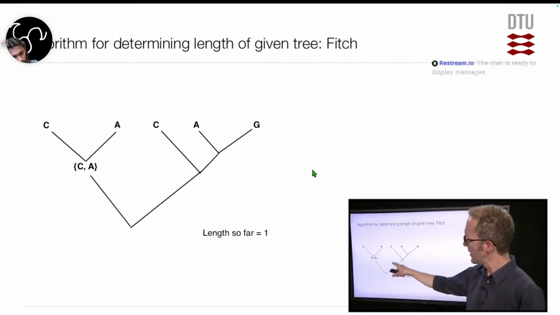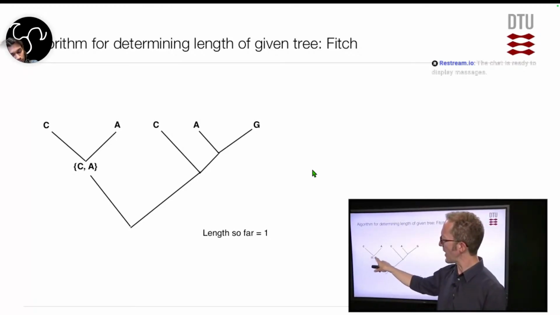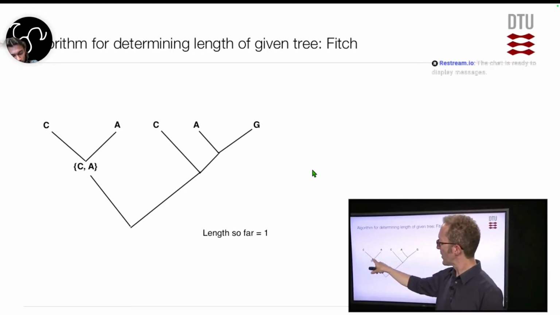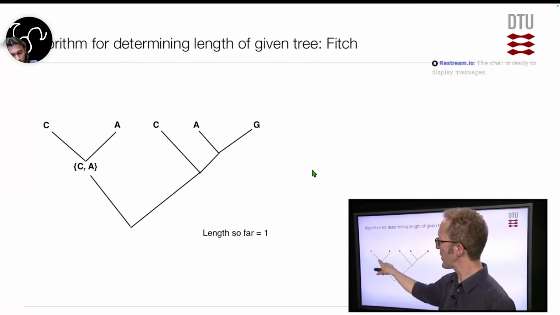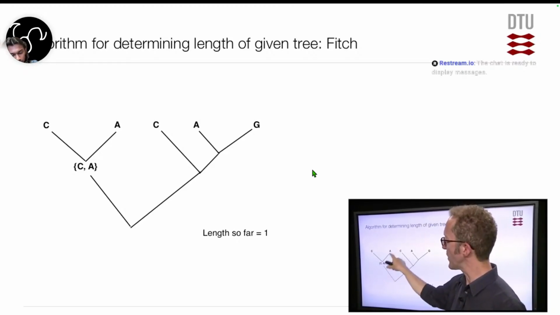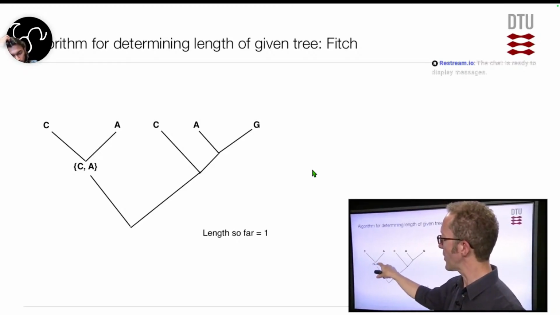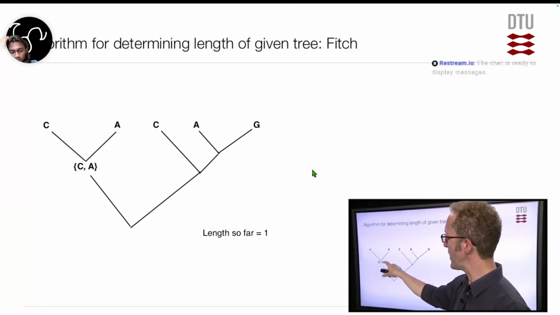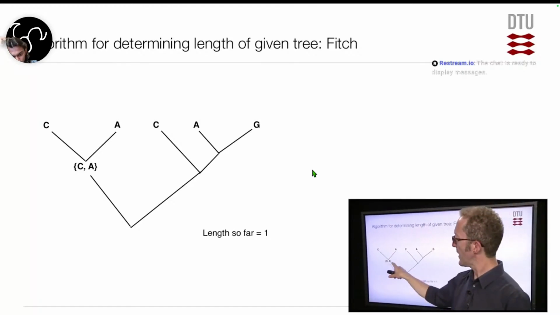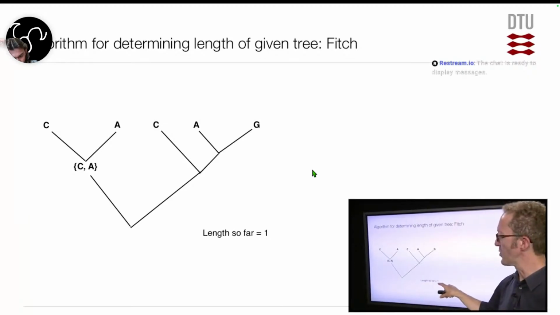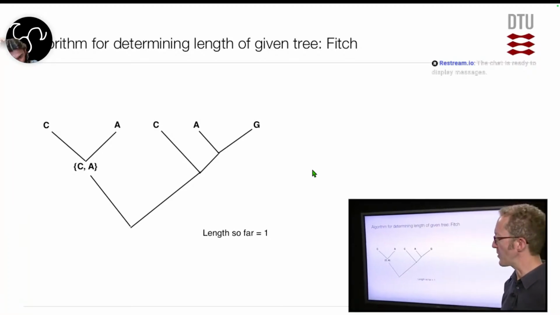Why is the length 1? Well, what we're doing here is actually we're starting to think about what the ancestral nucleotides could be, in a manner of speaking. So this ancestor, we now say, was probably either a C or an A. If it was a C, then there were 0 mutations on that branch, but there must have been a mutation on the branch leading to A. If the ancestor was an A, then there were 0 mutations on the A branch, but there has been a mutation on the C branch. So no matter what state this ancestor had, there must have been 1 mutation, corresponding to a tree length of 1 so far for this subtree.